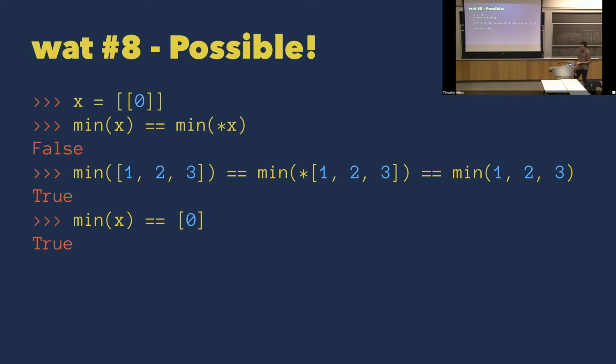But the min of x, when it's just a single-element list, it's going to think of it as an iterator with only one element, and the minimum of a single-element sequence is just going to be that element. So it returns the list of 0. But when I unpack the list, the min of x unpacked is the min of the list containing 0, and that's 0. It thinks, all right, this is an iterator I've got to use, and it goes through it and says, okay, the smallest thing I found is 0. So this is totally possible.